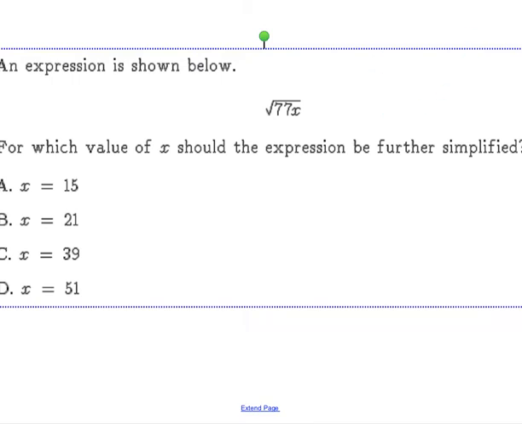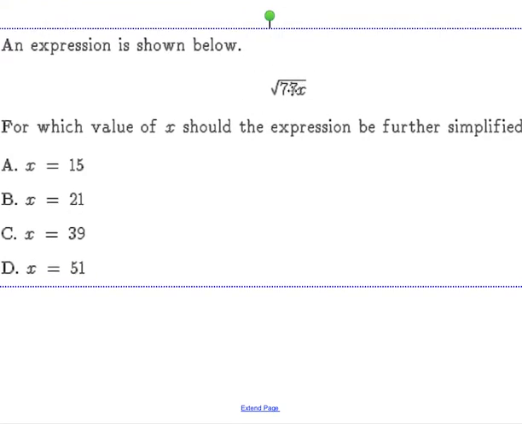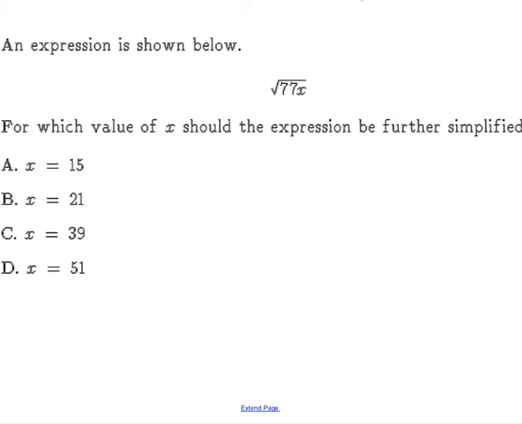In our next example, we have an expression square root of 77x, and we're going to look for which value in our multiple choice here will allow that to be simplified. And so remember, when we simplify an expression, it's going to mean that we're going to have a statement like b times the square root of a. That's simplified.